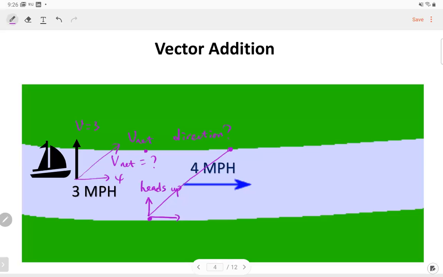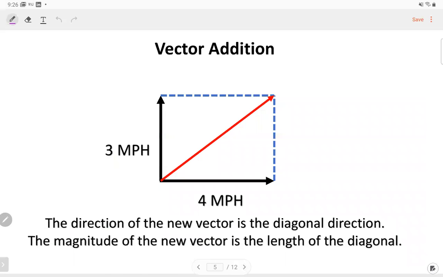To answer these questions, we need to use the parallelogram rule for vector addition. Here I show you an example. The river gives the speed 4 mph to the right, the speed of the water, and the speed of the boat is 3 mph going up. We move these two vectors to the same starting point, and trace these two vectors as two sides of a parallelogram. So we draw a parallelogram like this.